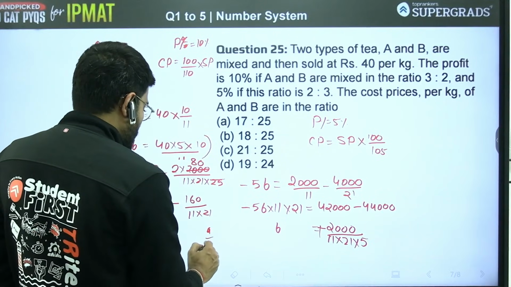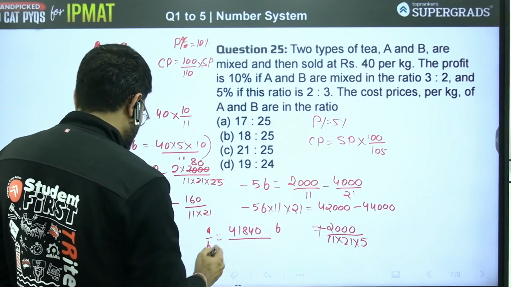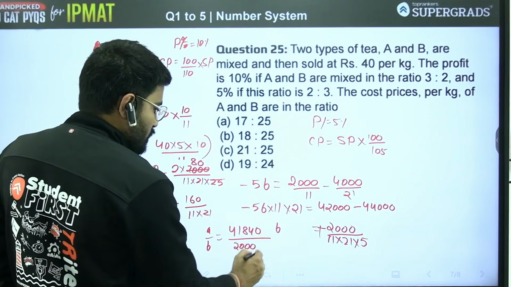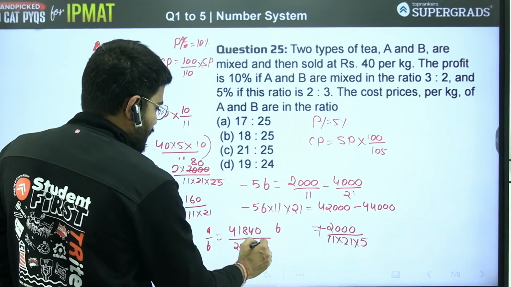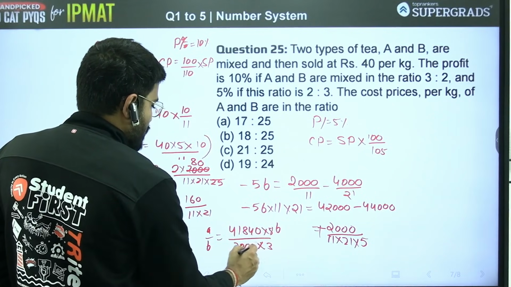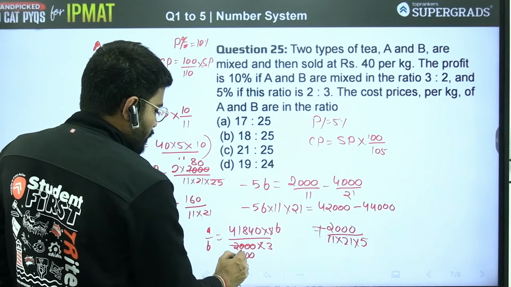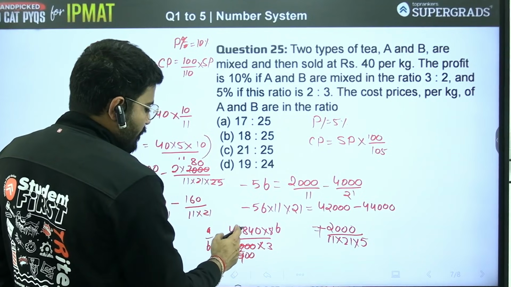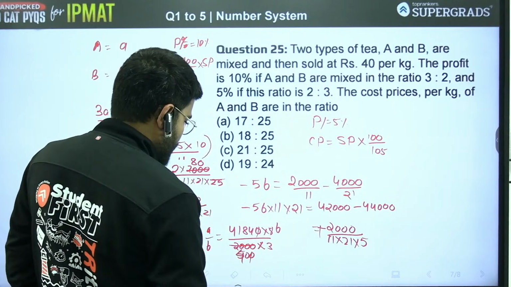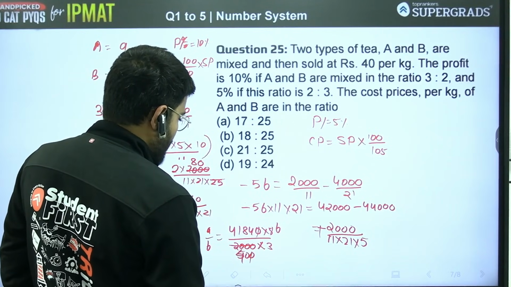So A by B will be equal to 41,840 upon 3, and 5 goes here. 5 cancels this as 400 into 3. 8, 4, 12. 12 plus 5 is 17. So further, this cannot be solved.